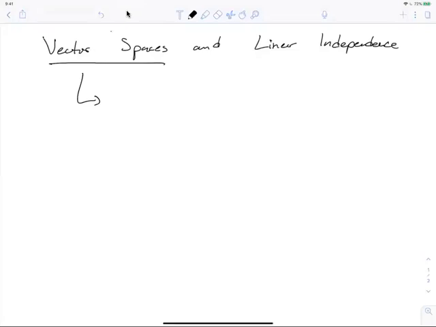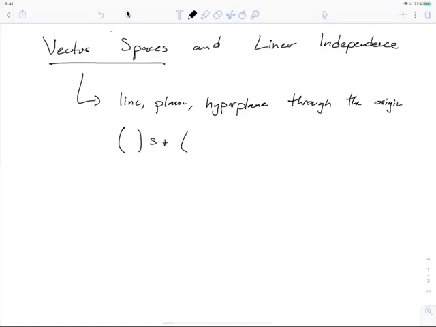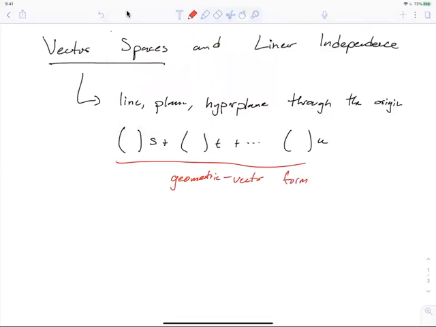this is just a fancy way of describing a line or a plane or a hyperplane that goes through the origin. Algebraically, we can represent it in geometric vector form. So we can represent all of these in geometric vector form. But we want to really connect what makes a vector space a vector space.